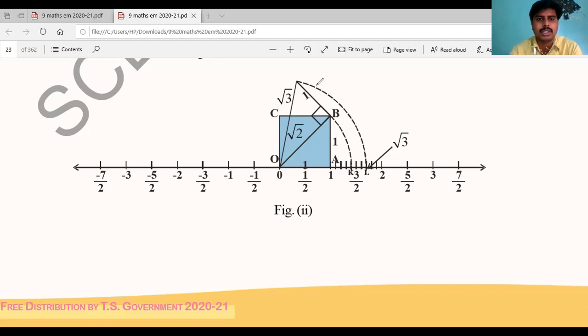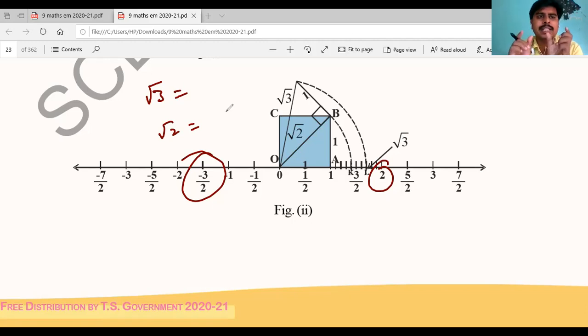Suppose you wanted to represent 3 by 2 on the number line, already it is there. Simply we can represent that. Suppose you want to represent 2 on the number line, simply you can represent 2 like this, right? But we do not have the exact decimal expansion of root 3 and root 2. We know it is a non-terminating, non-recurring decimal. Neither terminates nor repeats, right? So we don't know the exact length. So that is the purpose.